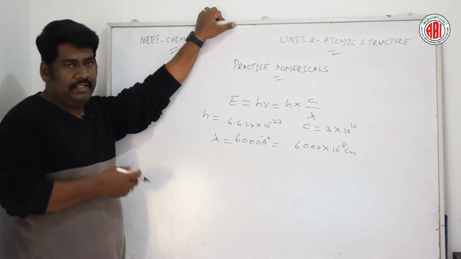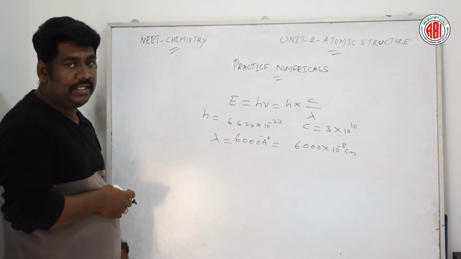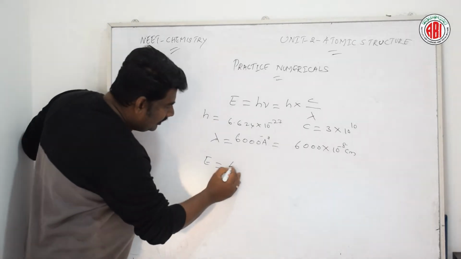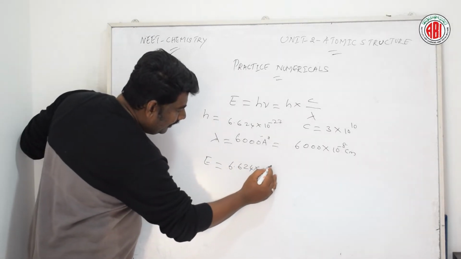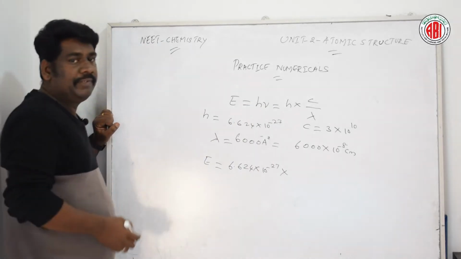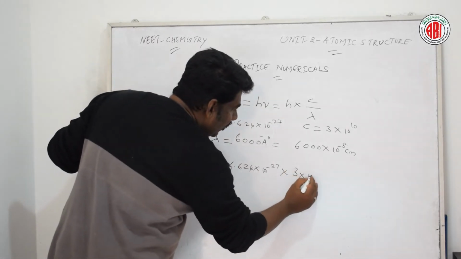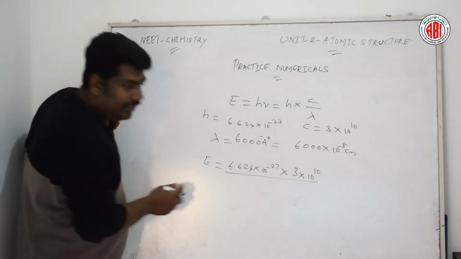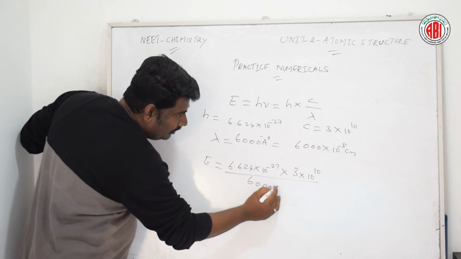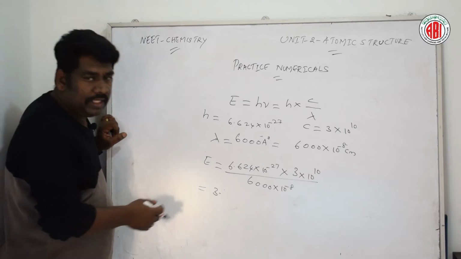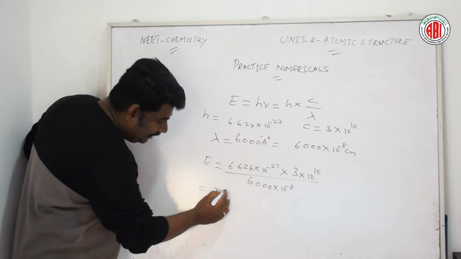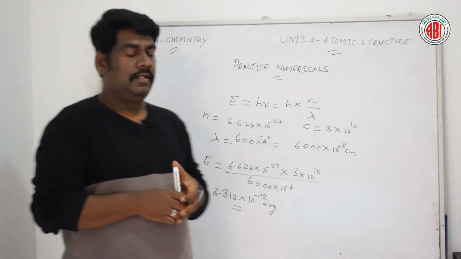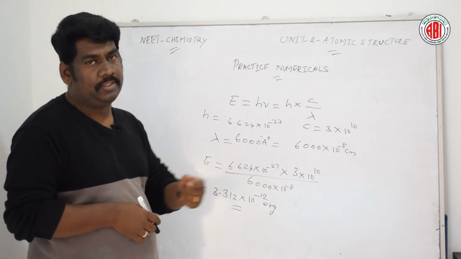Applying all these values using this formula, we could get the answer. The value of energy is equal to h value, 6.624 into 10 to the power of minus 27, into C value, 3 into 10 to the power of 10, by lambda value, 6000 into 10 to the power of minus 8 centimeter. Simplifying this, we get 3.312 into 10 to the power of minus 12 erg. By this way we can solve this problem. Let us go for the next question.